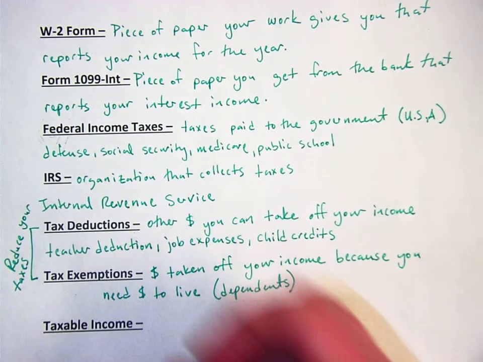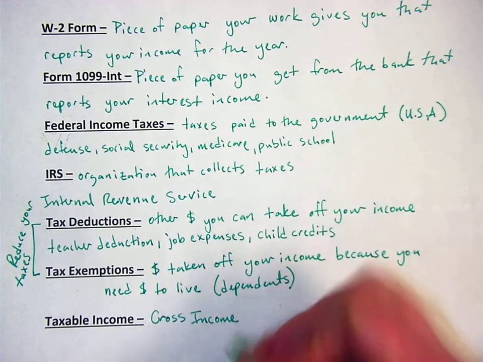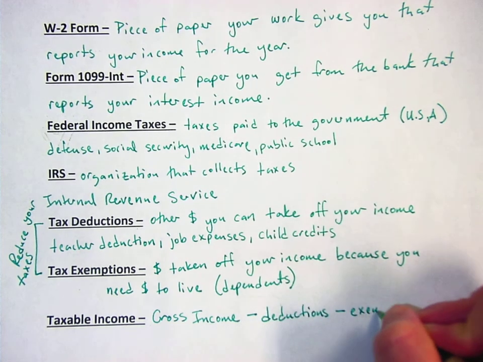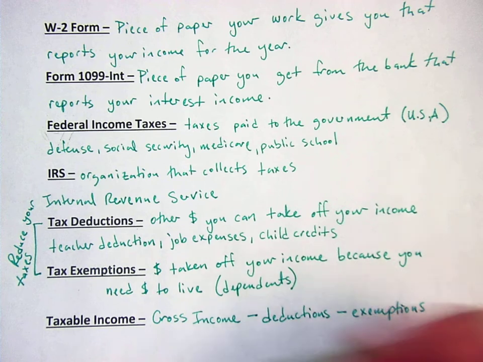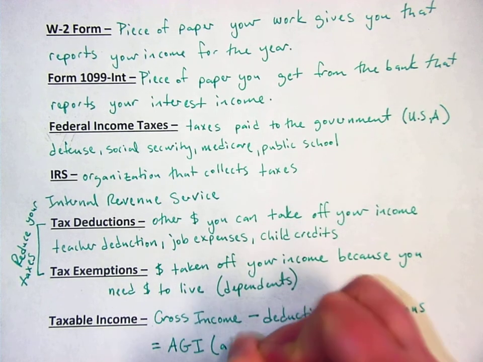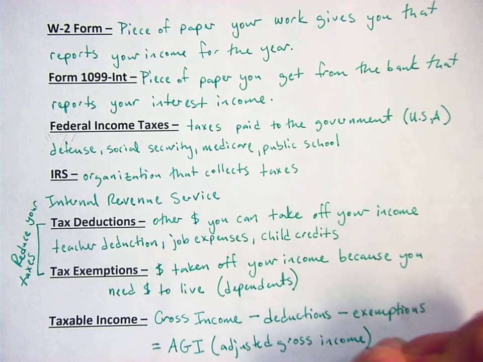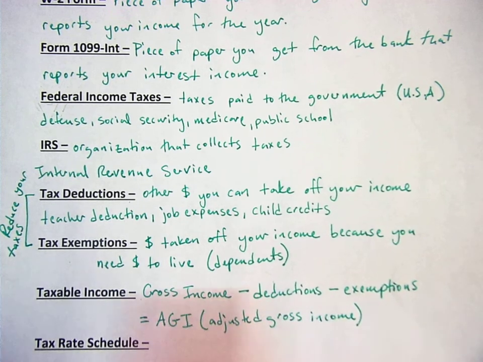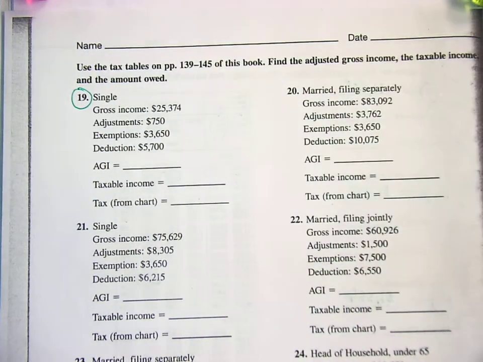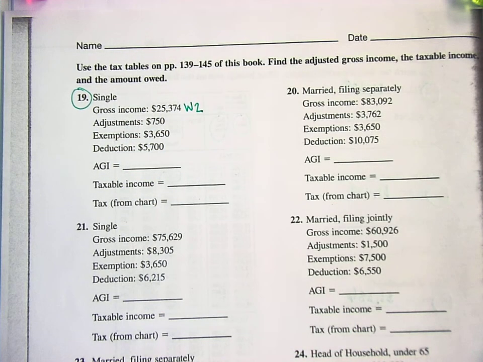So your taxable income is your normal gross income. That's how much you make altogether because it's so gross that it's added all together. And then you subtract the deductions and the exemptions. So after they kind of like adjust that income, that's called the adjusted gross income. And that's actually what you get taxed on. You get taxed on the amount of money after they take away the deductions and exemptions, the stuff that you're owed essentially. So let's do 19 together and imagine that you are single and that your W-2 from your work says that you made $25,374.